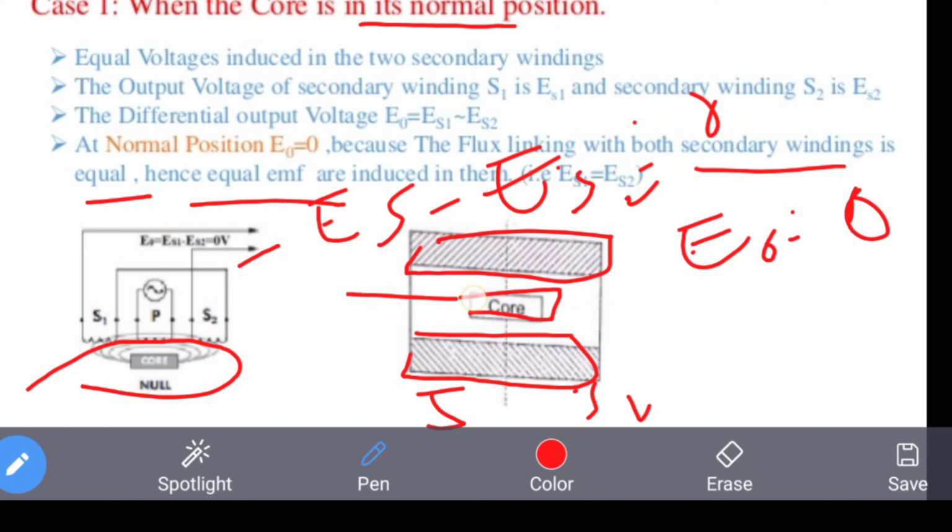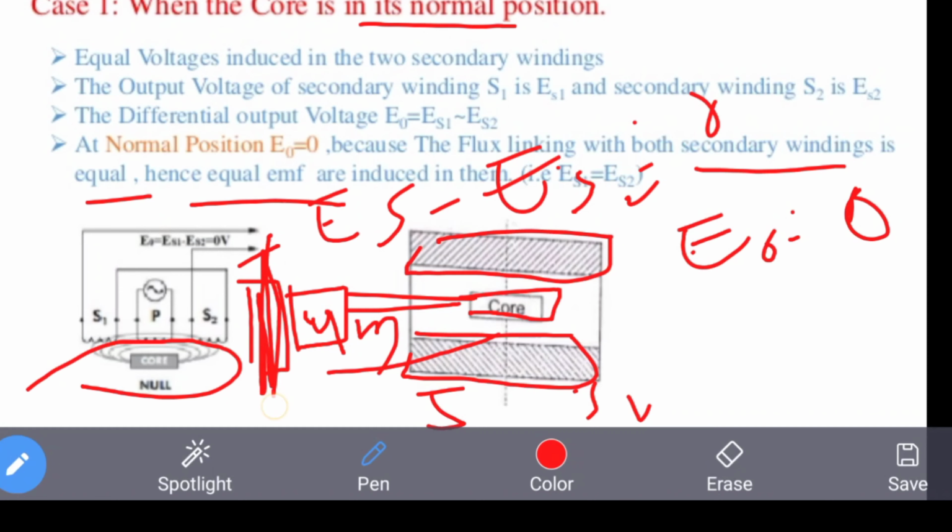Now we go for another case, when the core is moved from the normal position. The core is connected to a linear motion arm. This arm is connected to the core, because an external force is applied due to the movement of an object, like yarn or cloth, or whatever the object that moves the arm.